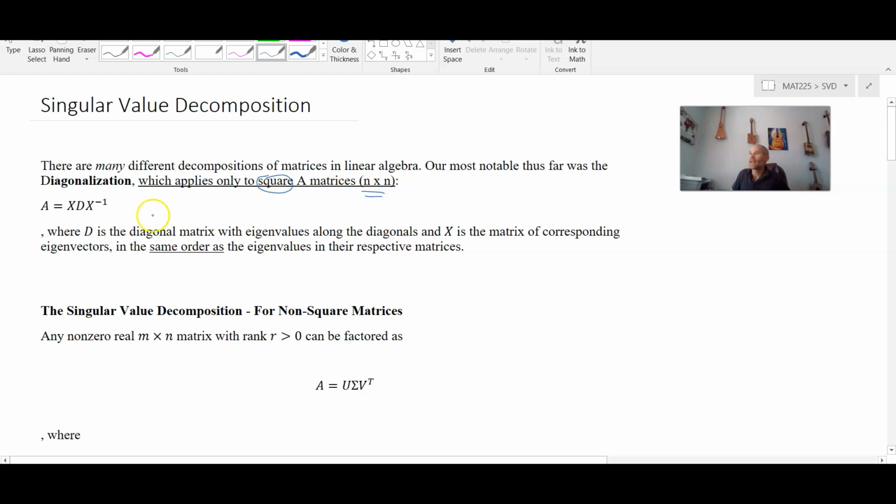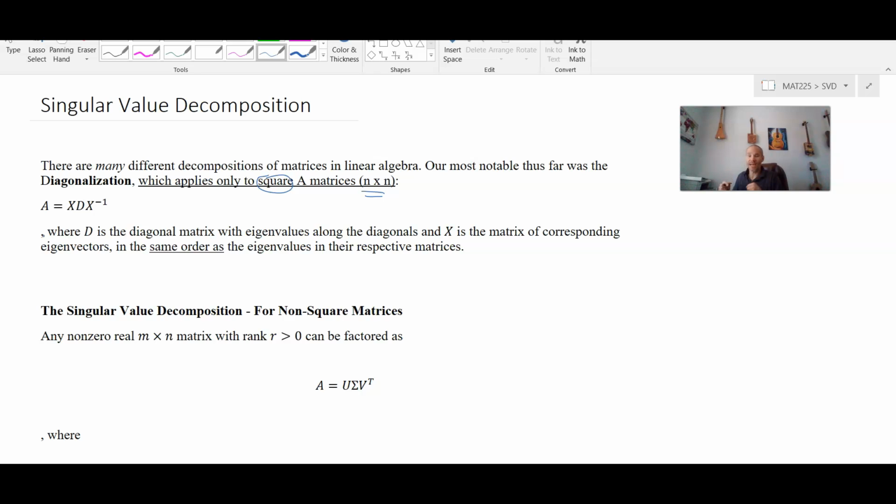And in our case, we could decompose A into this product of X times D times the inverse of X, this product of three matrices, where D is the diagonal matrix with eigenvalues along the diagonals, and X is the matrix of corresponding eigenvectors in the same order as the eigenvalues in their respective matrices. Now, this works great when our matrices are square. But what if our matrices are not square, such as a matrix representing an image?